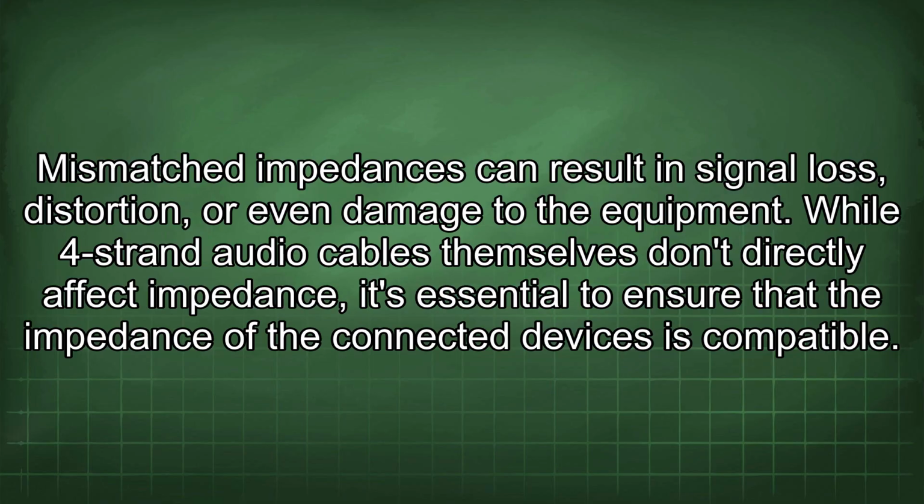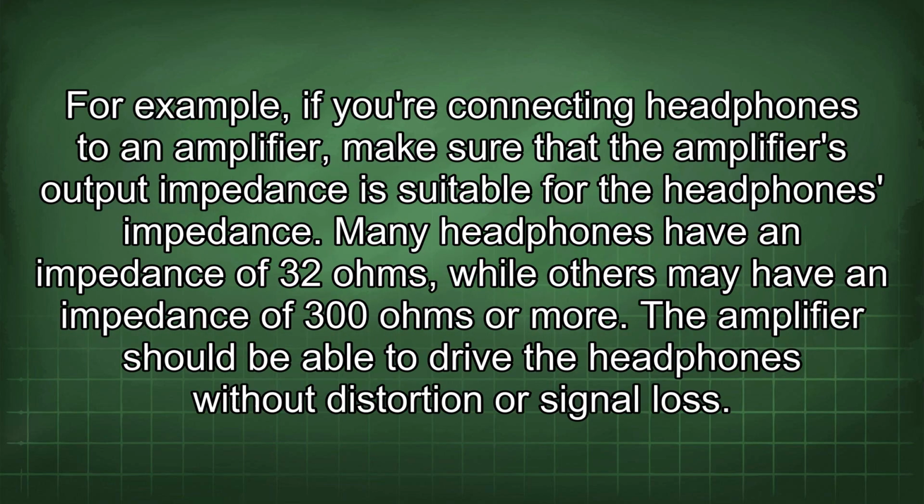While 4-strand audio cables themselves don't directly affect impedance, it's essential to ensure that the impedance of the connected devices is compatible. For example, if you're connecting headphones to an amplifier, make sure that the amplifier's output impedance is suitable for the headphone's impedance. Many headphones have an impedance of 32 ohms, while others may have an impedance of 300 ohms or more. The amplifier should be able to drive the headphones without distortion or signal loss.